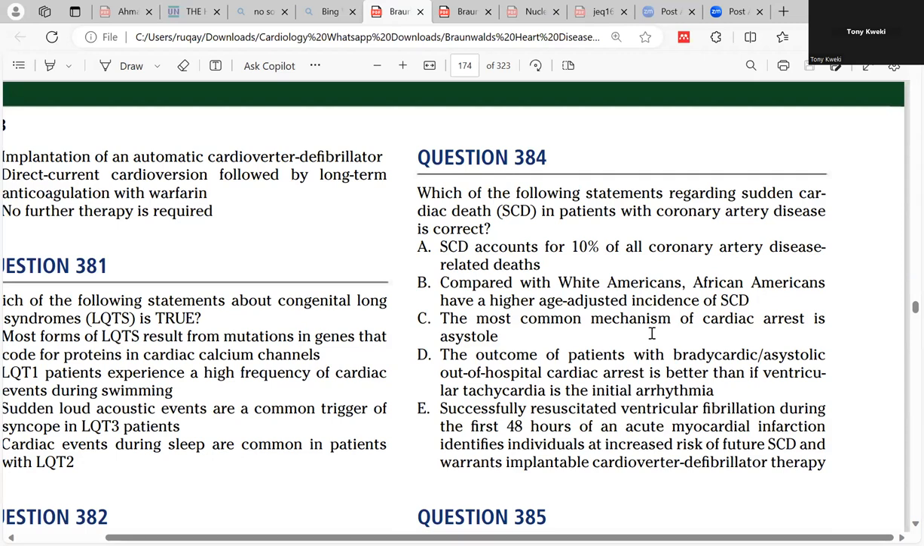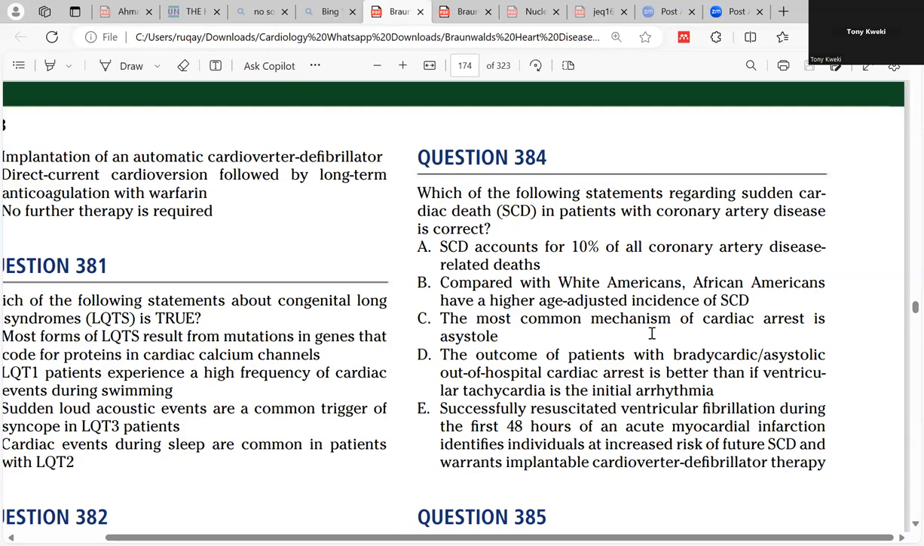So option A says sudden cardiac death accounts for 10% of all coronary artery disease. We're looking for one correct answer, mind you. So this is incorrect. Sudden cardiac death accounts for about 50% of all coronary artery disease. Those that make it to the hospital are just like half of the people that have an ACS. If we take 100 patients with coronary artery disease, about half or more would have sudden cardiac death. Then if we take 100 patients with sudden cardiac death, about 80% would be due to ischemic heart disease or ischemic coronary events. So A is false. The percentage is much higher.